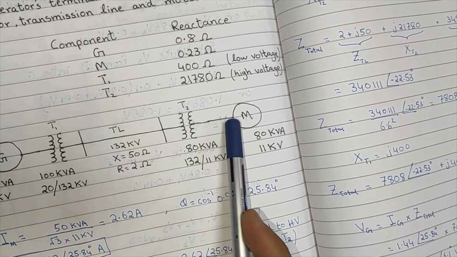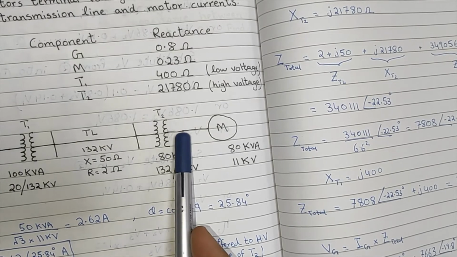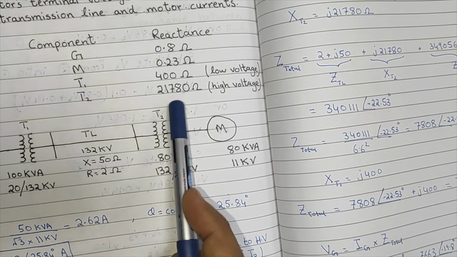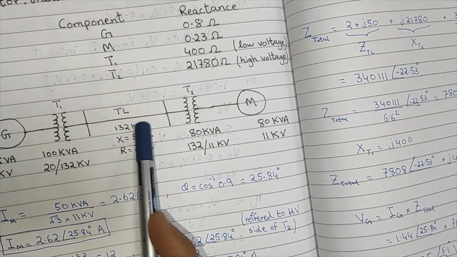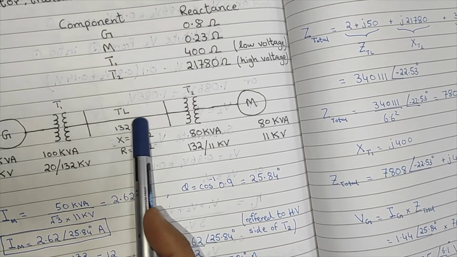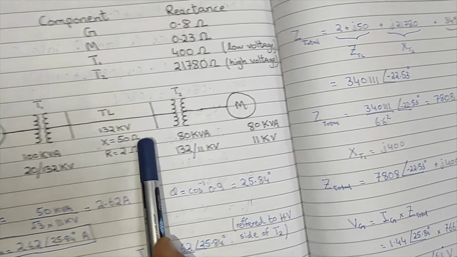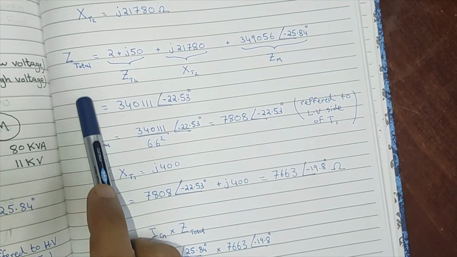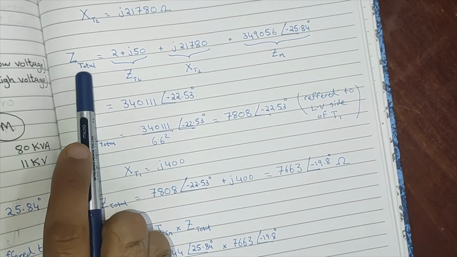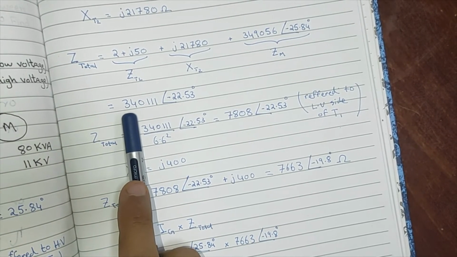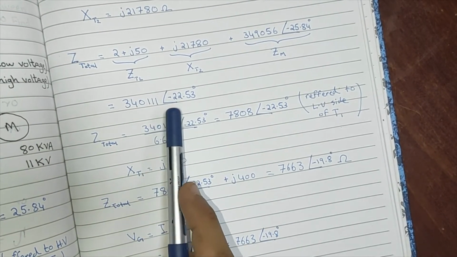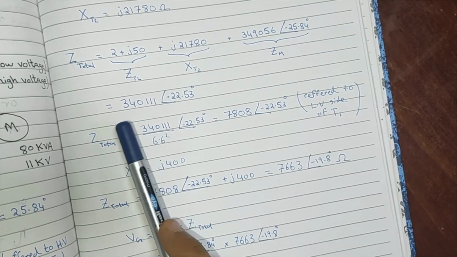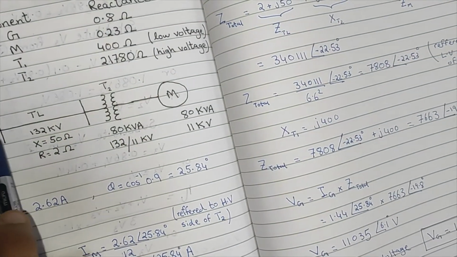We can only add the motor impedance, which was referred to this side, and then we added to it the reactance of this second transformer, and then, because it is in series, we also added the transmission line impedance, this plus this. You can see it over here. We combined all three of them, and then we got the Z total up till now, or you can call it the subtotal. The impedance subtotal came out to be 340,111 with this angle. Now this is the impedance up till this point here.